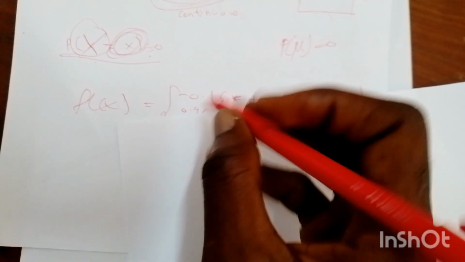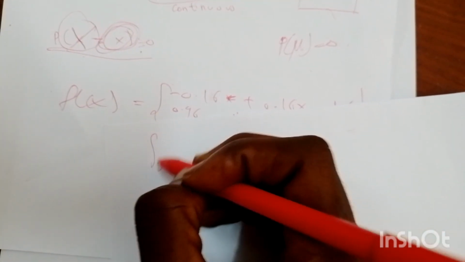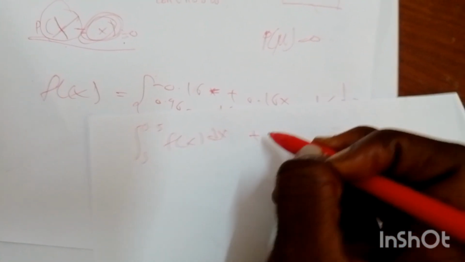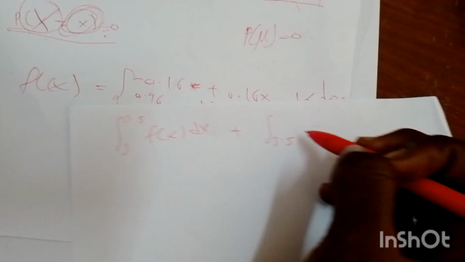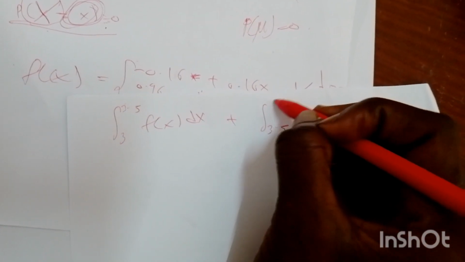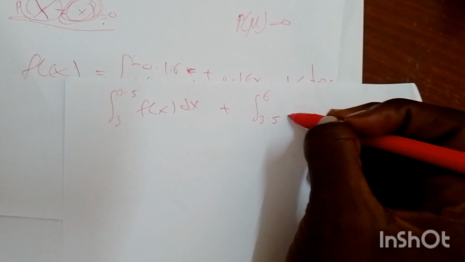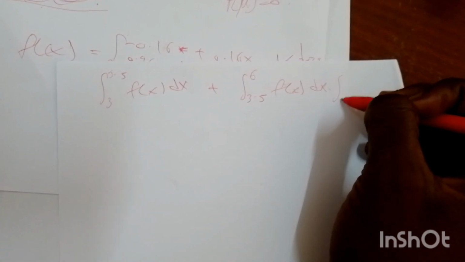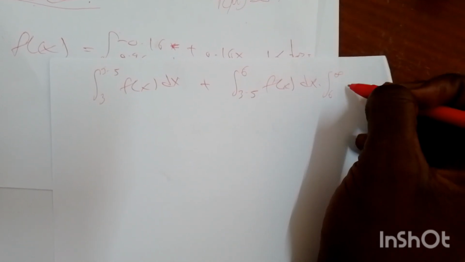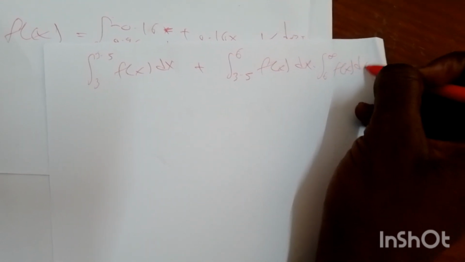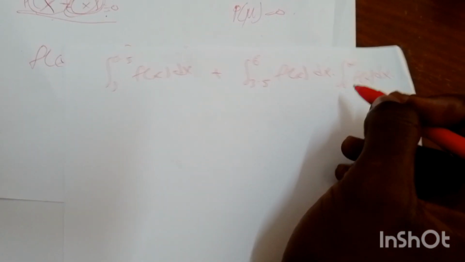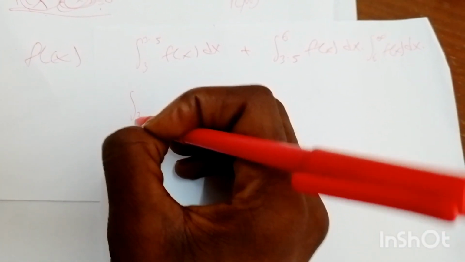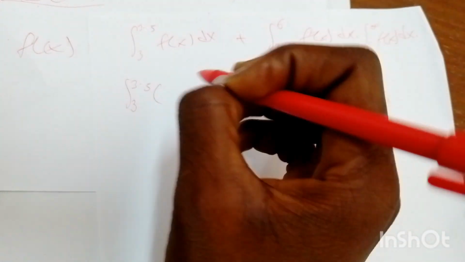If we want to find this, first we have to do the integral from 3 to 3.5 of f of x dx, plus the integral from 3.5 to 6, or to infinity, of f of x dx. Let's just do it for mathematical courtesy's sake. So from this point, we can say 3 to 3.5. Now what is our f of x?